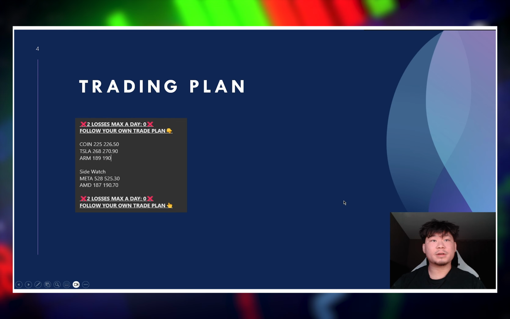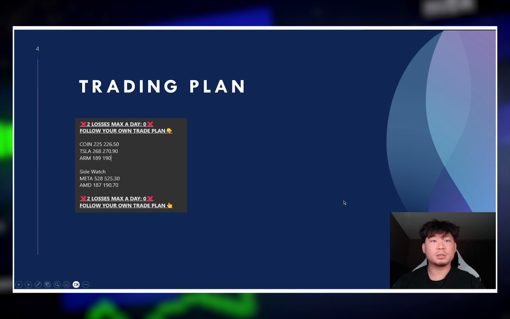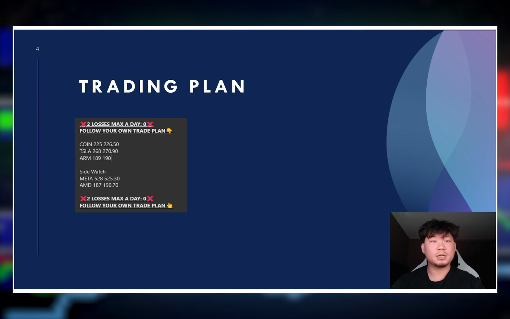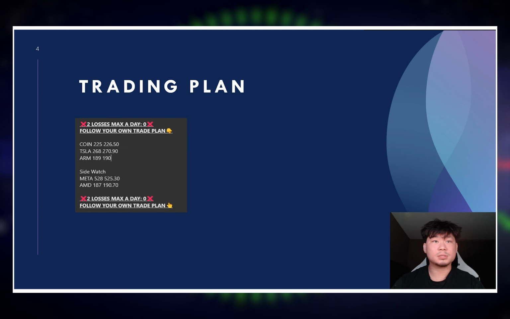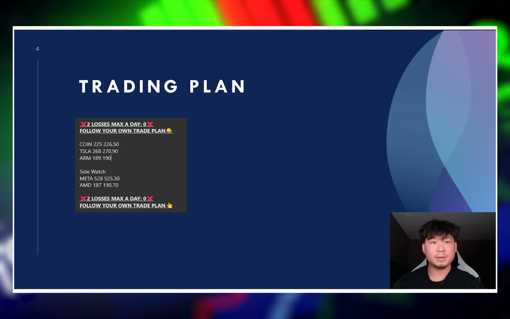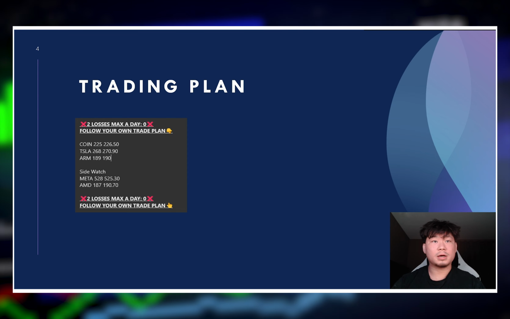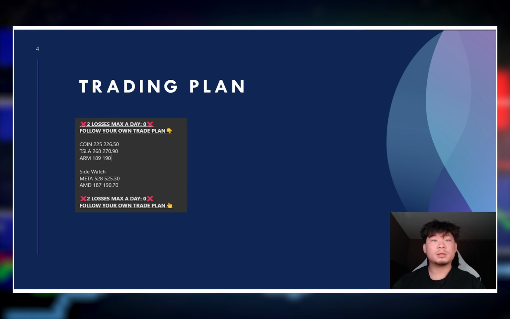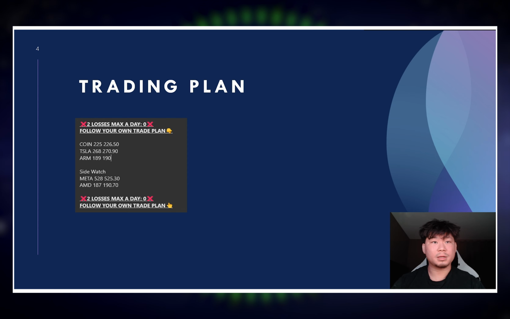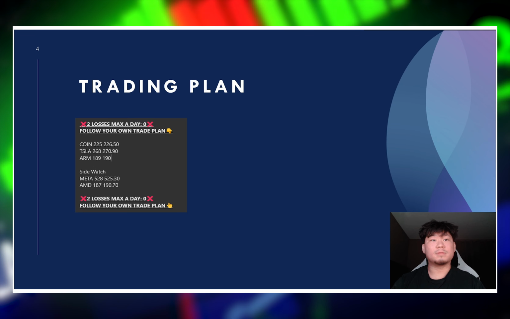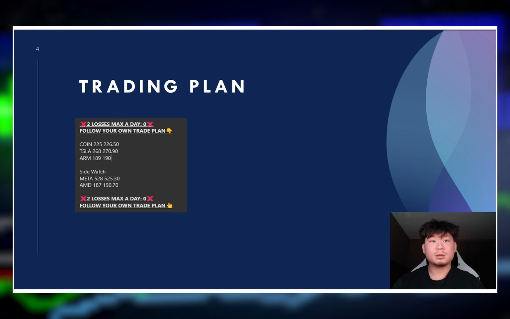So next up, having a trading plan. As you guys can see, I posted a little screenshot of a sticky note that I keep on my desktop at all times. It shows how many trades I'm allowed to take for the day. As you can see, it's 2 losses maximum. And then below, I say follow your own trade plan. This way, I always follow my own trading plan, and these are the only setups I'm looking for during the day, right? If these setups are not presented, that's perfectly fine.